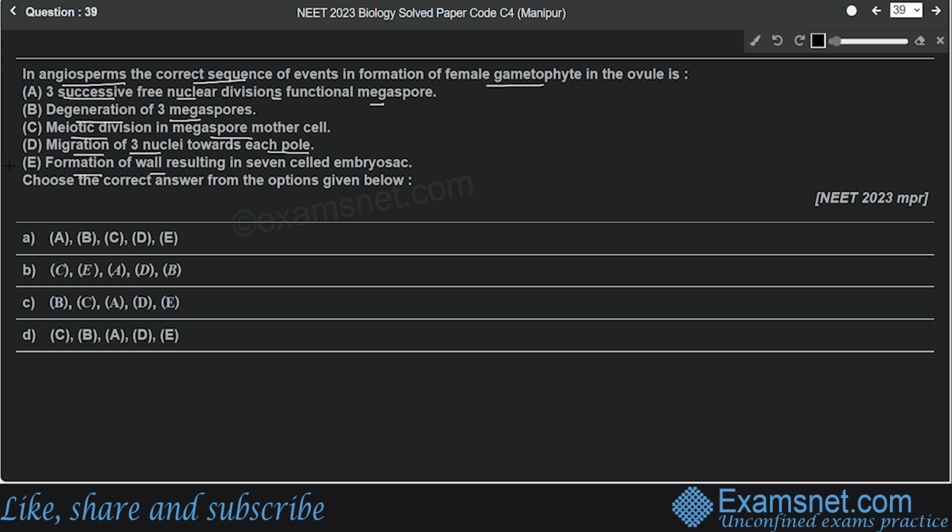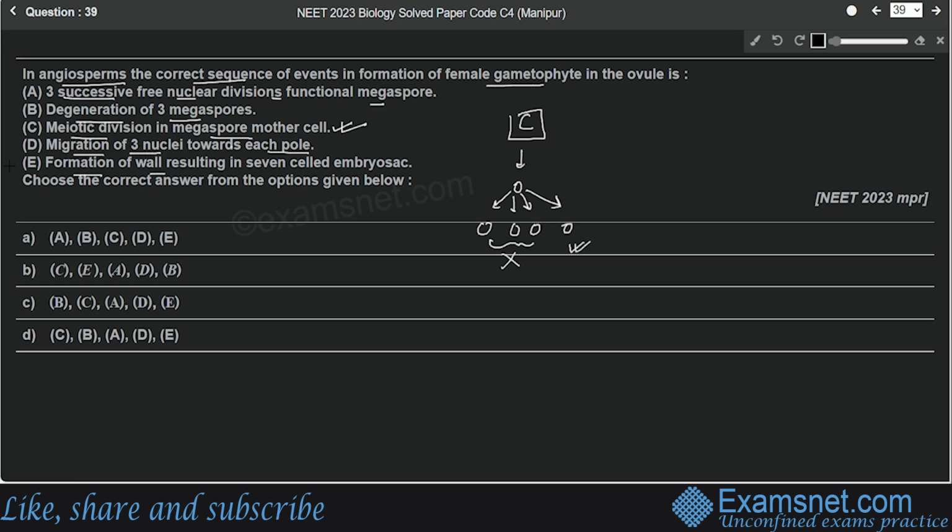So this is not a correct sequence. What should be the correct sequence, right? So first meiotic division in the megaspore mother cell will take place. So C will come first. When meiotic division takes place, 4 megaspores will be formed, right? Then out of these 4 megaspores, 3 megaspores will degenerate and only one will remain functional.